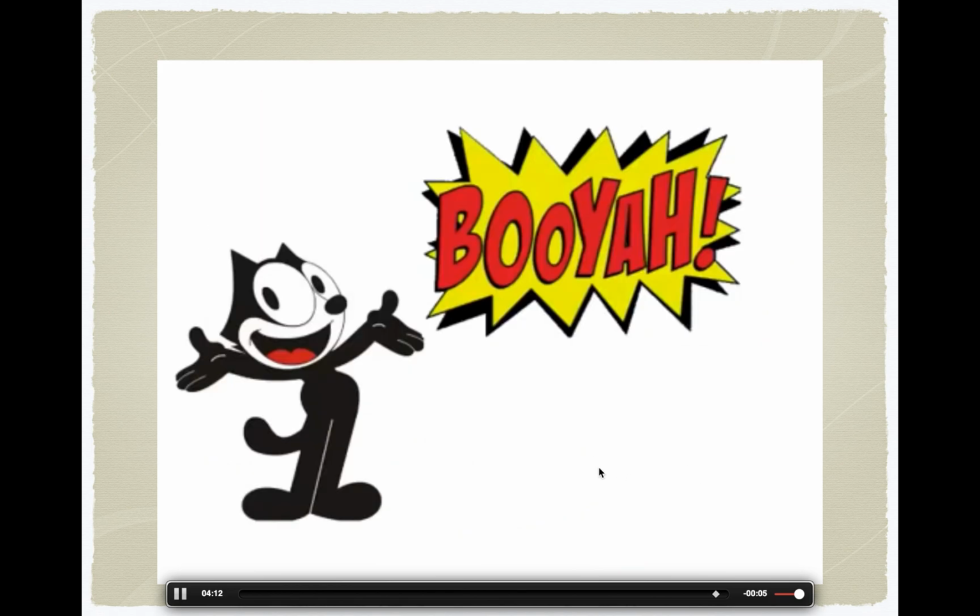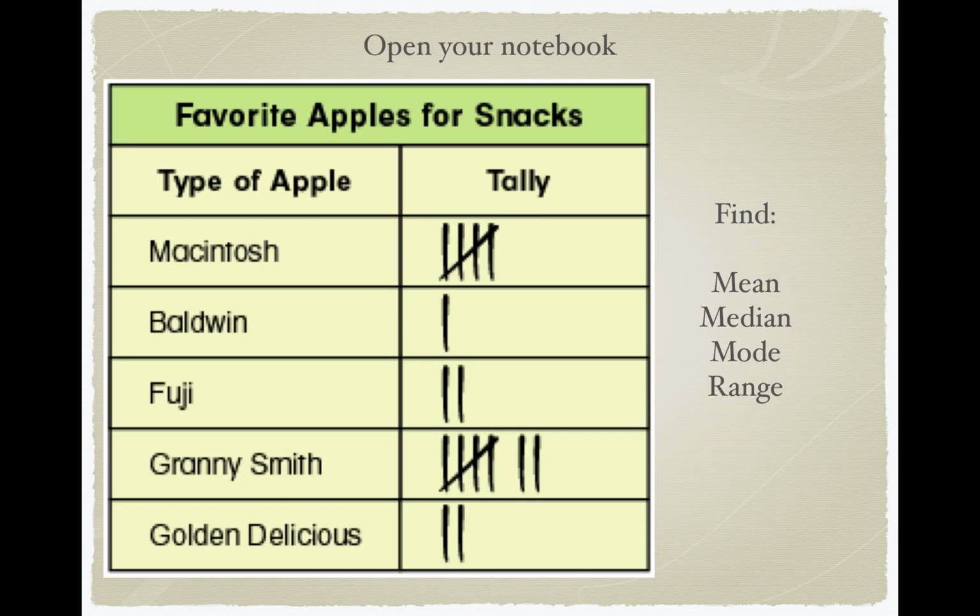Okay, and I think that's it. And now we're going to look at some examples. So please open your notebook and try it yourself.